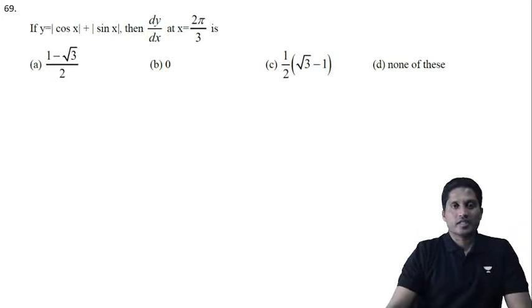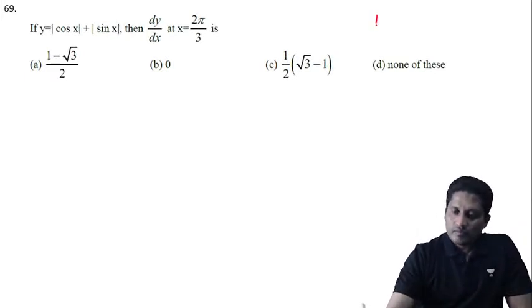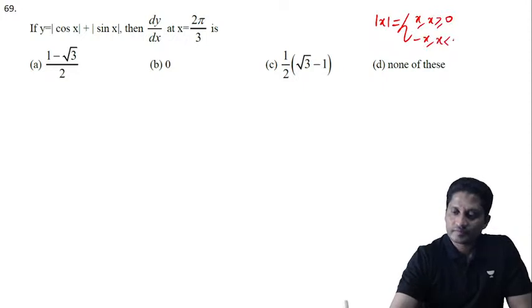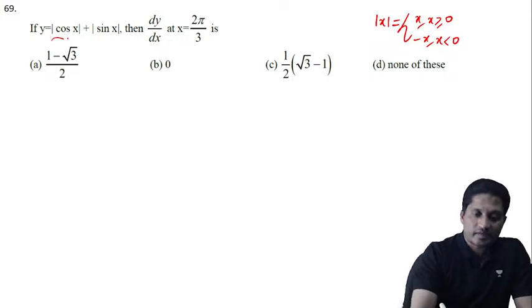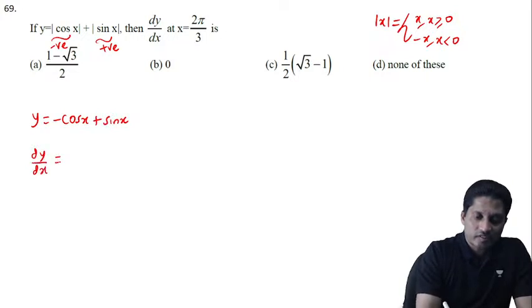Okay, question number 69. Mod x is equal to x when x is positive, minus x when x is negative. At x is equal to 2 pi by 3, second quadrant, cos will be negative. And in the second quadrant, sine will be positive. You get y is equal to minus cos x, and then this is plus sin x. Now if I differentiate, dy by dx is equal to differentiation of minus cos is plus sin, and differentiation of sin is plus cos. This is dy by dx.